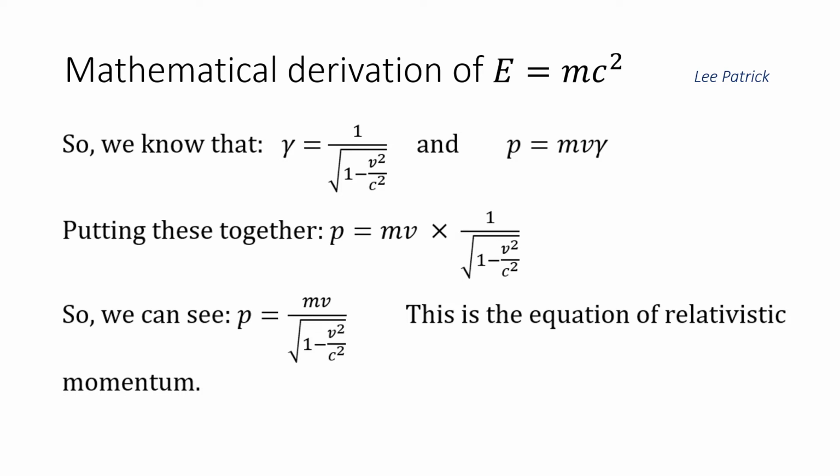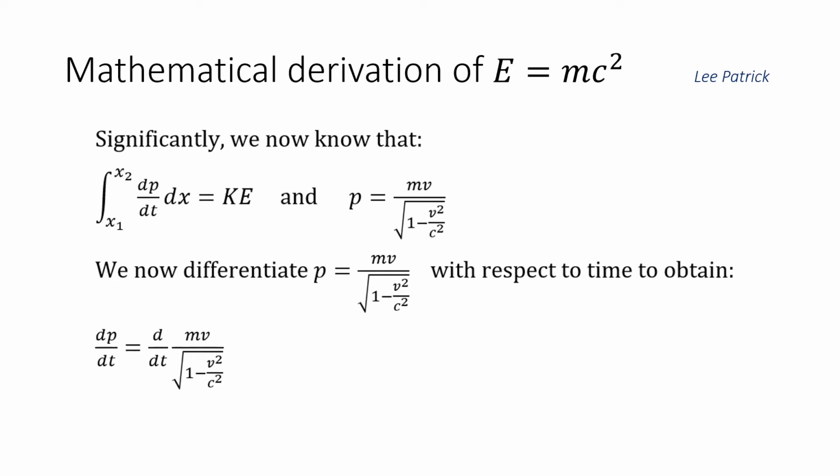So we know that gamma equals 1 over the square root of 1 minus v squared over c squared, and p equals mv times gamma. Putting these together, p equals mv times 1 over the square root of 1 minus v squared over c squared. So we can see p equals mv over the square root of 1 minus v squared over c squared. And this is the equation of relativistic momentum.